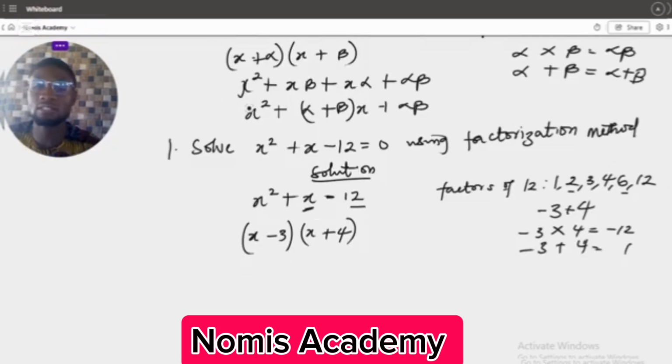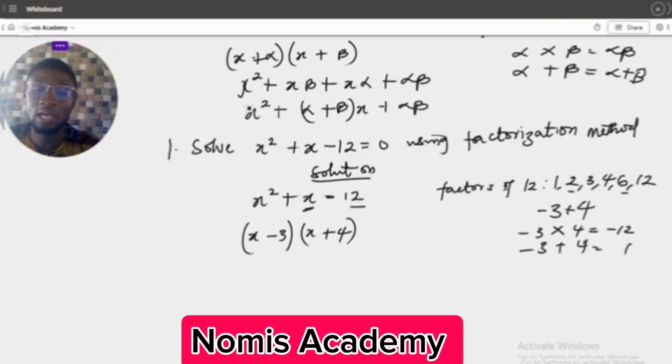Now that I have factorized the equation, remember, the question is not saying we should just factorize and leave it. It asks us to solve x squared plus x minus 12 equals 0 using the factorization method. Now that we have factorized, we can solve easily, right? But first, we need to check: am I correct with my factorization?